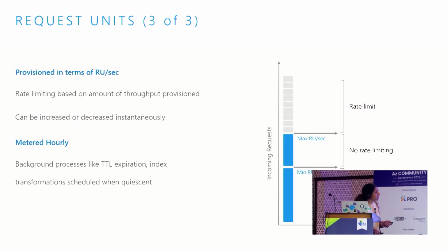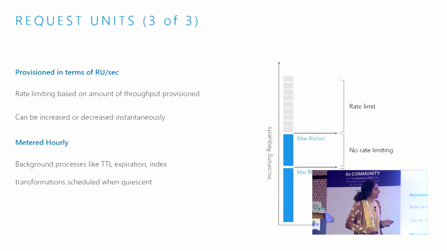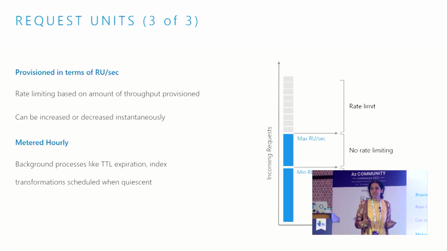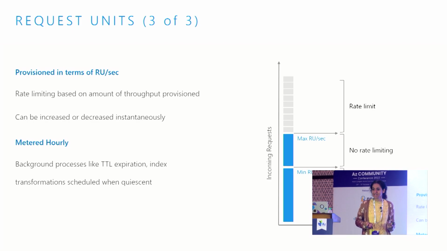So when you use Cosmos DB, you say I want a maximum RU that I want to specify. Any number of requests you make above that RU, that's where you will get throttled, or your access will not be allowed by the system. If it is lower than that, then the system will allow access.